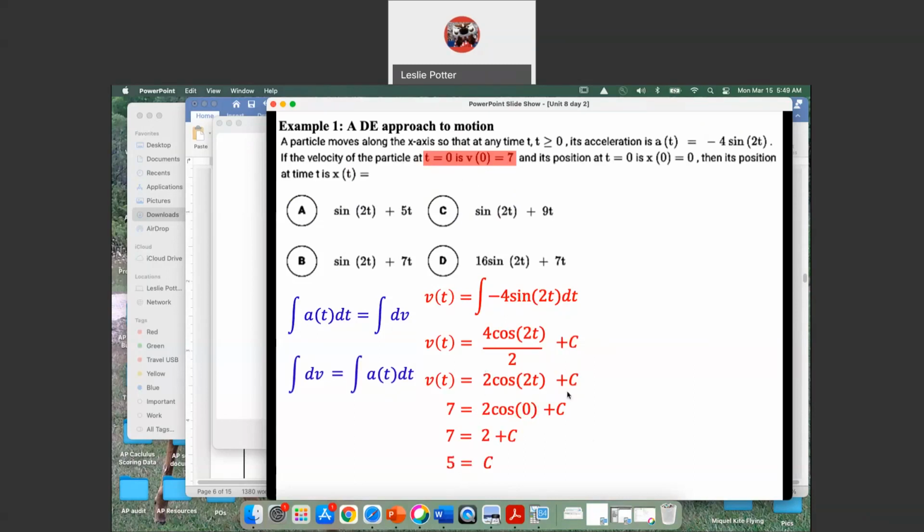So we can come back to this step right here and put 5 in for the constant of integration. And now we have our particular solution for velocity. So we're halfway there. We've got our particular solution for velocity. We're going to use this and integrate for the position function.